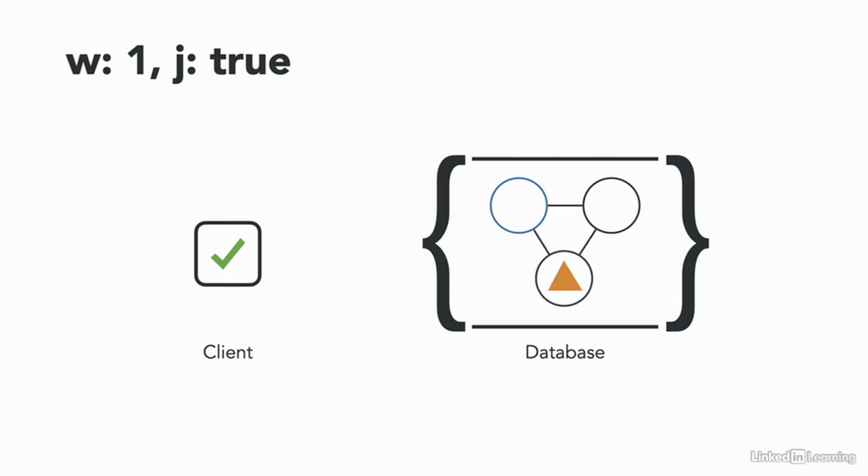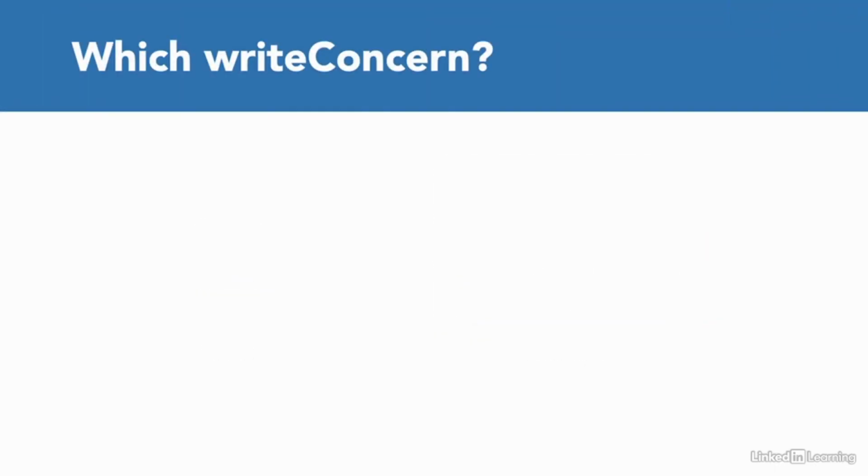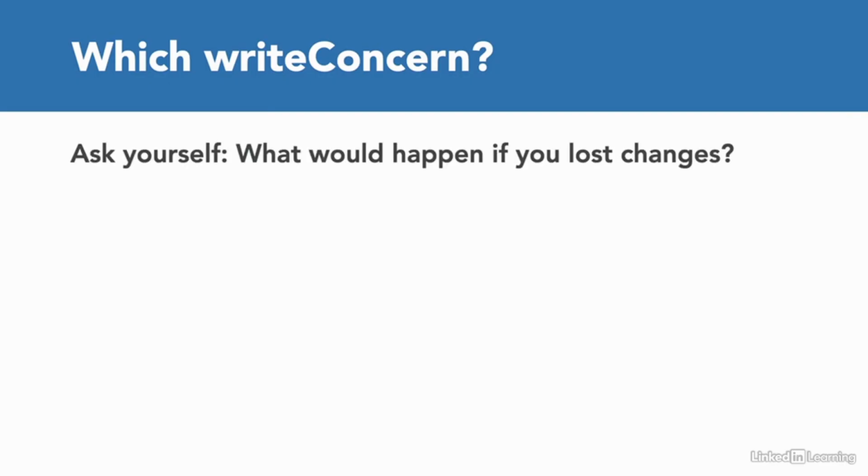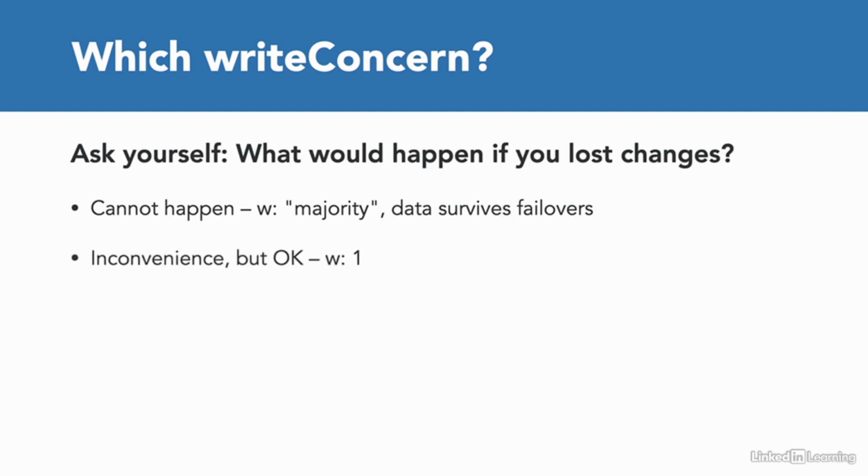A higher write concern makes loss of data less likely. When determining which write concern to use, a good question to consider is, what would happen if you lost changes? If that absolutely cannot happen, set your write concern to majority, and your data will survive failovers. If it would be an inconvenience, but overall not the end of the world, you can choose a lower write concern. For this course, you don't have to worry about specifying the write concern, but keep it in mind when you are developing an application.